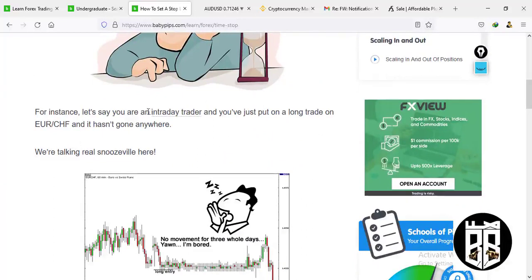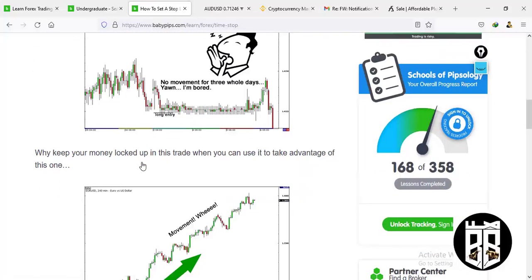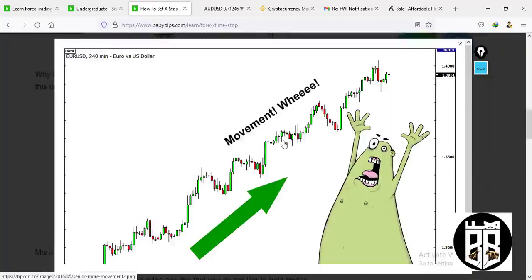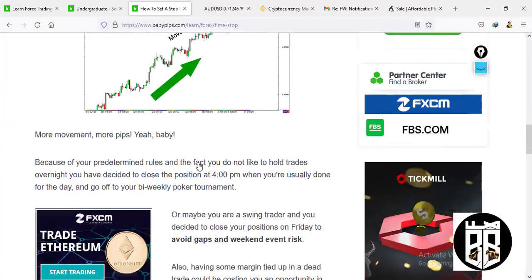For instance, let's say you are an intraday trader and you have just put on a long trade on Euro CHF and it hasn't gone anywhere. We are talking really snoozy here, right? So it's snoozing. Look at the market. Before you actually take either a buy or sell, just watch it for like 5-10 minutes. Look at the charts. Is it going sideways or is it pushing up or down? You always want to trade in a market like this that's either pushing up or pushing down. Why? Because the more pips the market moves or pushes, the more money you make.